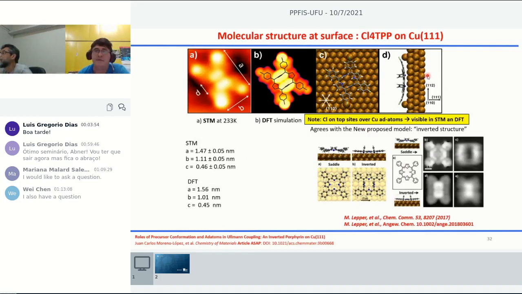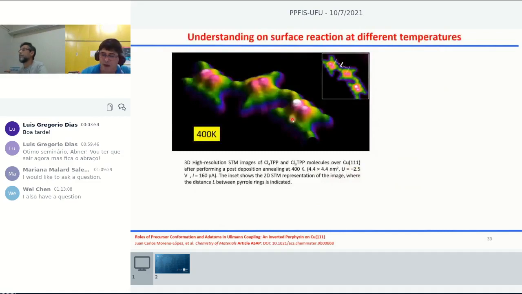We have this in this case, that was another molecule, and also for this molecule we have the same kind of behavior on the surface. This is the theoretical simulation. This is the theoretical image simulated that compares very nicely with the STM measurements. Then we said, okay, now we want to see what happens if you heat the surface a little bit. If you heat it a little bit, the molecules start to stick to one another. And we start to see this kind of structure.